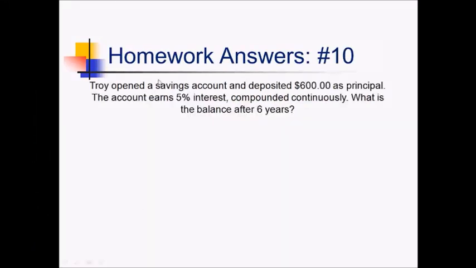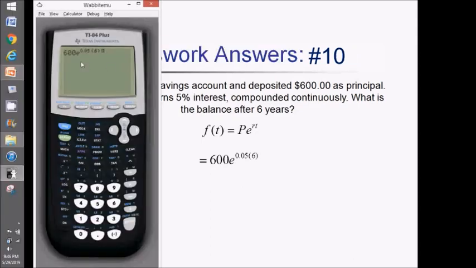For this problem, we have Troy opening a savings account with $600 as the principal, earning 5% interest compounded continuously, and we want to check the balance after 6 years. So for continuous compounding, we use our PERT formula, P times E to the RT. For my principal, I've got 600 times E to the interest rate of 0.05 times a time of 6. On the calculator now, plug in all that. This is going to come out to $809.92.